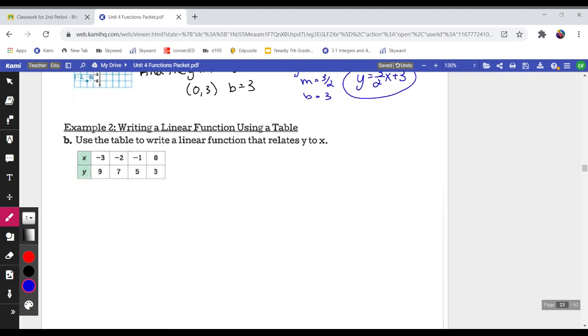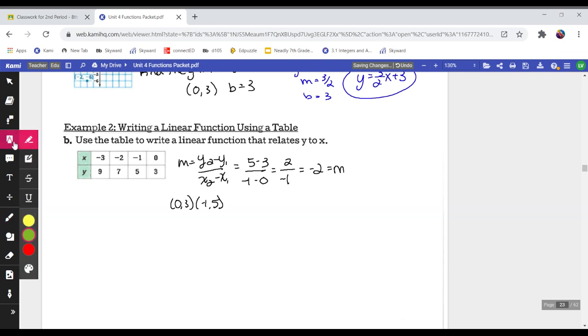Example 2, writing a linear function using a table. Just like we did before, we need to find the slope. So you can use the slope formula m equals y2 minus y1 divided by x2 minus x1. And you can pick whichever values you want. So I'm going to take the ordered pairs (0, 3) and (negative 1, 5). So 5 minus 3 divided by negative 1 minus 0. Numerator becomes a 2, denominator is negative 1. So my slope is negative 2.